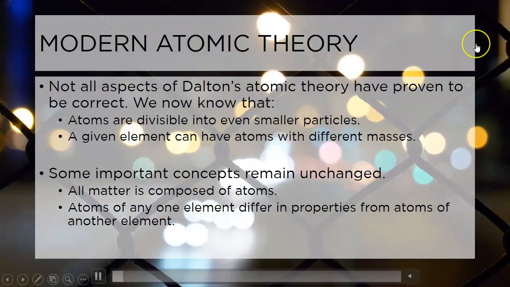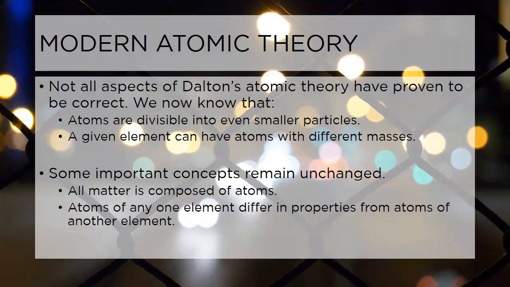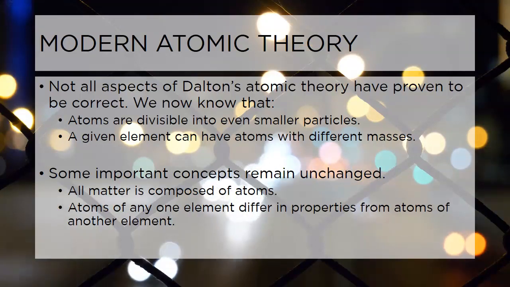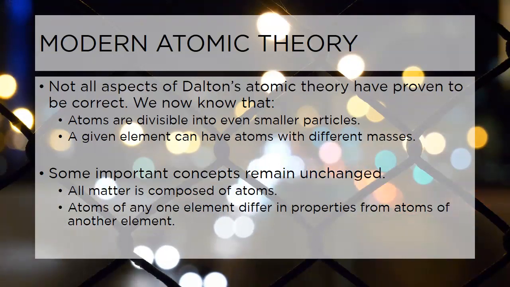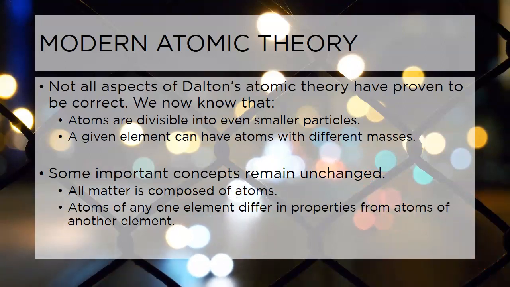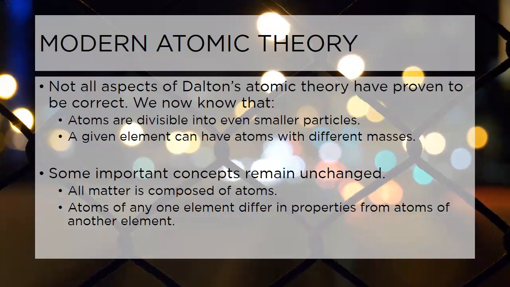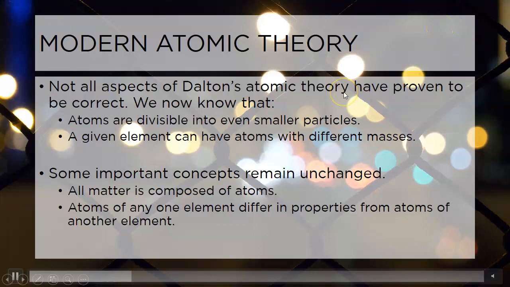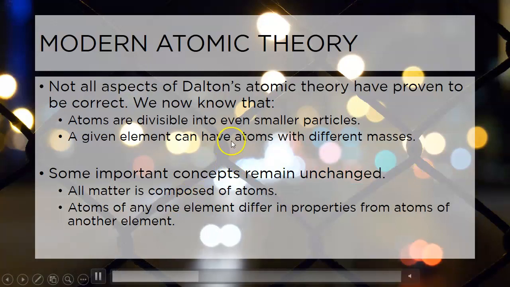So with the modern atomic theory, like I said, we can divide atoms into smaller particles, and a given element can have two of the same atoms with different masses. On the other hand, though, we do know all matter is composed of atoms, and atoms from one element differ in the properties of another element. We also still agree with that law of conservation of mass statement.